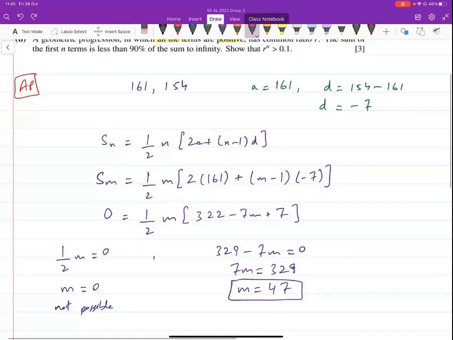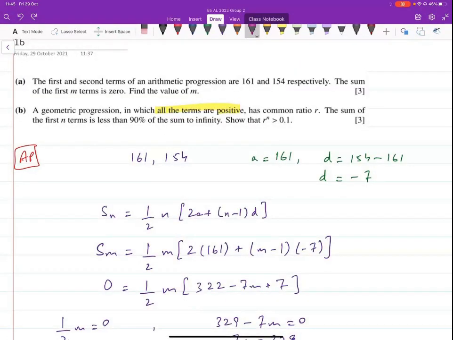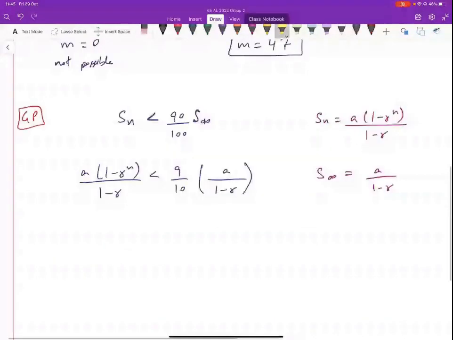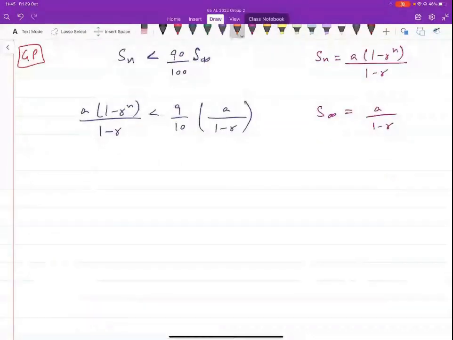Here, they have told us that all terms are positive. Since all terms are positive, that means the first term a also has to be positive. Since it is positive, that is why we can cancel it out. We can cancel this because we know it is positive. If we didn't know it was positive, we couldn't cancel, because we wouldn't know whether the inequality changes or not. It could be both positive or negative. So we can cancel this out.